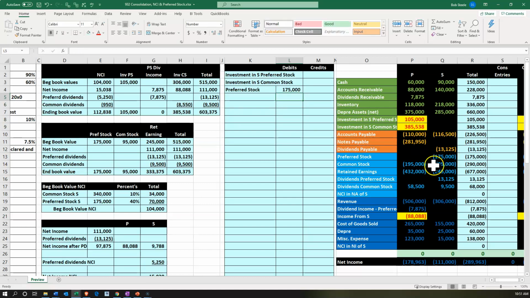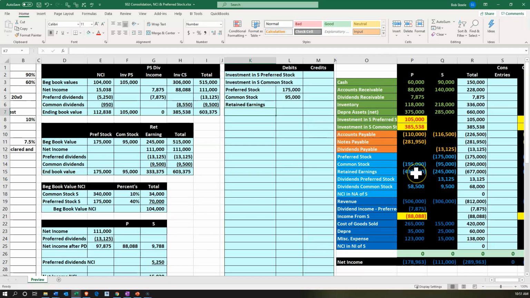And then we've got the common stock, which has a credit. So we're going to do the same thing for the common stock, picking up the common stock, and it has a credit in it. We're going to do the opposite thing, debit to remove it. Then we have the retained earnings. So we'll pick up the retained earnings.